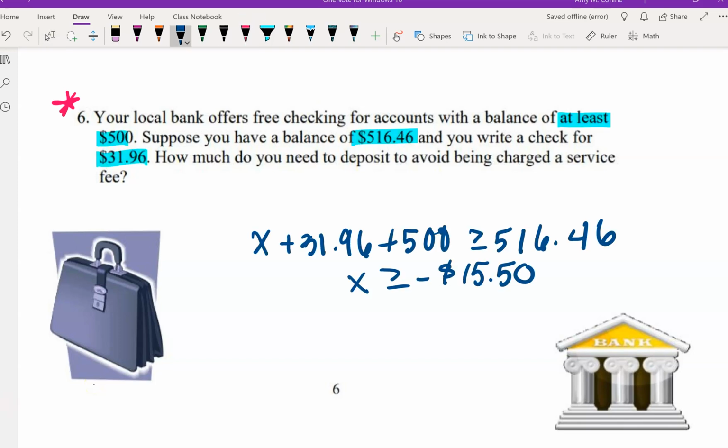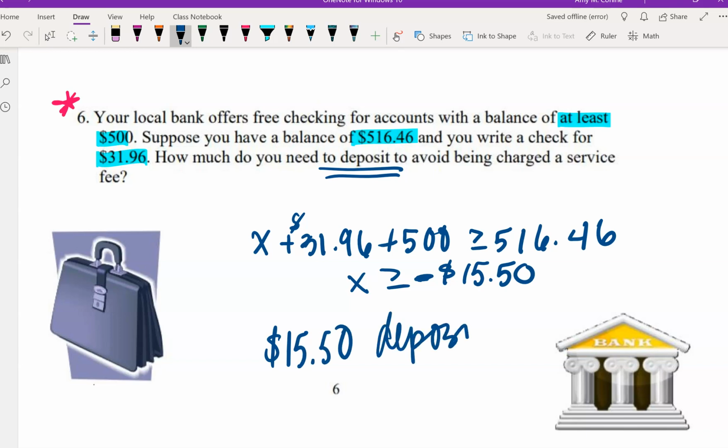Okay, so this is what I set up. You might have something different, and that's okay. Because you can do this problem without setting up an inequality, and that's totally fine. So I set this up. This is the check that we were writing, and then the minimum balance, and it has to be greater than or equal to the balance we already have. So when we move everything over, we get negative $15.50. X has to be greater than or equal to that. So the deposit, the money we need to put in to our account, we need to deposit $15.50 to our account so that the bank won't charge us money.